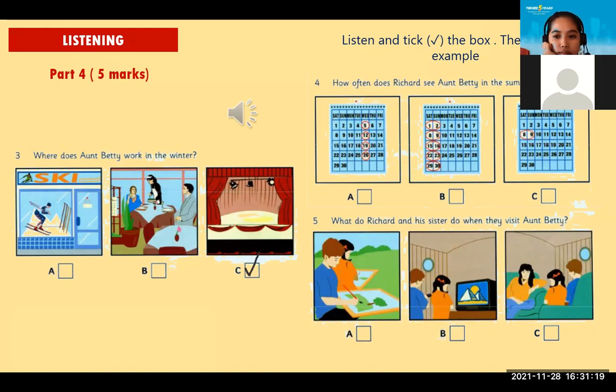5. What do Richard and his sister do when they visit Aunt Betty? My sister and I love staying with Aunt Betty. It's very different from home. How is it different? Well, she hasn't got a TV, so we can't watch anything. What do you do then? Most of the time she just talks to us, about her travels usually. Sometimes she goes outside and paints a picture. Then she comes in and starts telling us stories again. Are they good stories? Yes, and sometimes the stories are very long, so we don't go to sleep until after midnight.